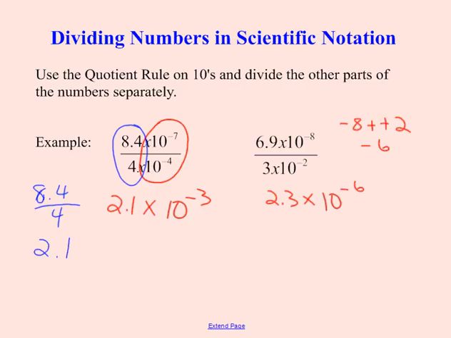And of course, you always need to make sure that these numbers are between 1 and 10. If they're not, you'll need to adjust the decimal point as well as the exponent on your 10 to make it correct scientific notation.